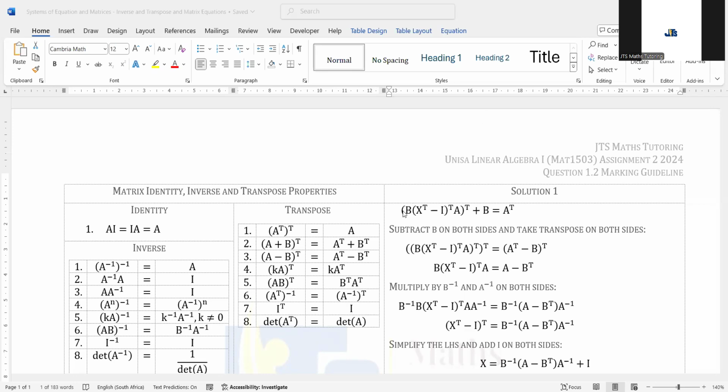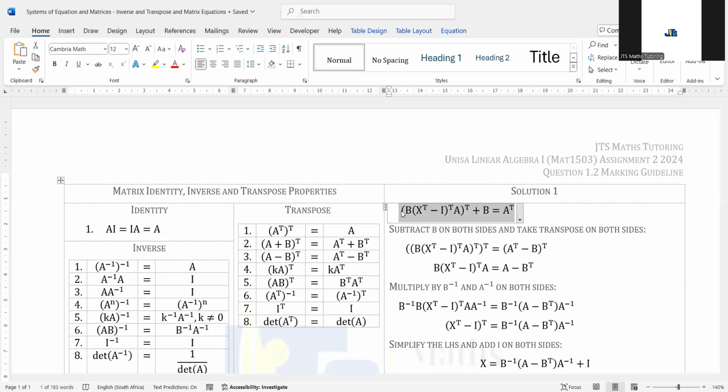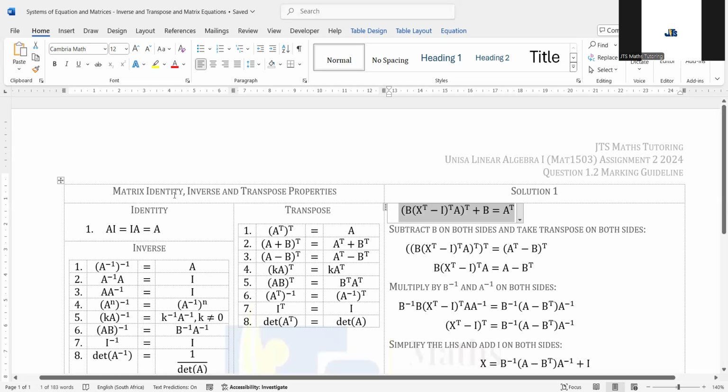So this is the equation that has been given to us. They want us to solve for x, but first things first, let us take you through matrix identity, inverse, and transpose properties, because that's what you need to be able to solve this.